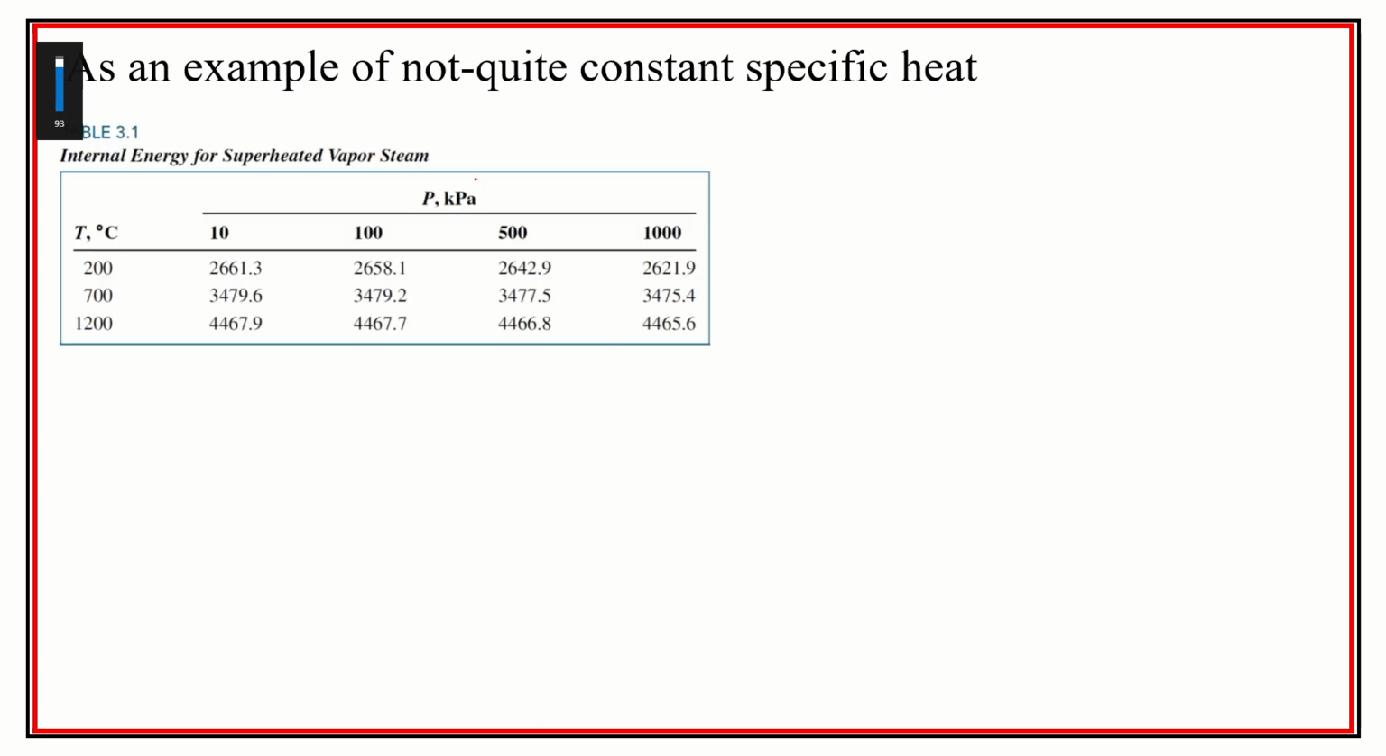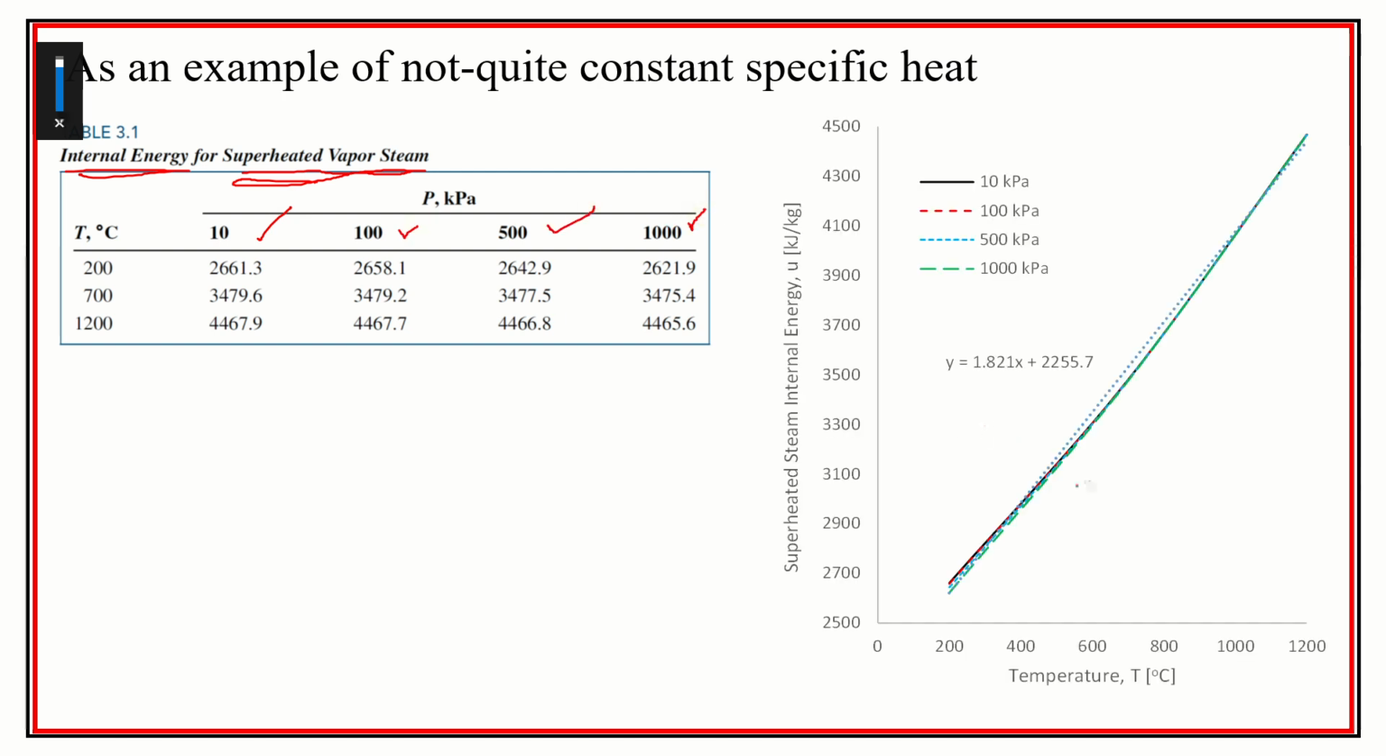So here's an example of a not quite constant specific heat, right out of the internal energy table for the superheated vapor, right? So superheated steam. He just grabs 4 pressures and 3 temperatures and plotted the thing out. So I went ahead and plotted it out myself in Excel, and you can kind of see that they all have close to being the same slope right there. Not quite, but kind of.